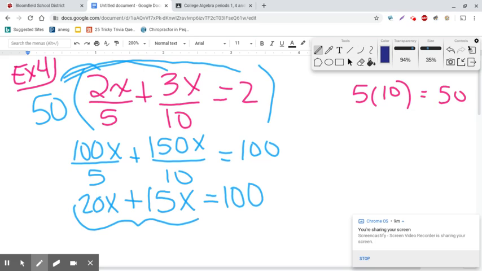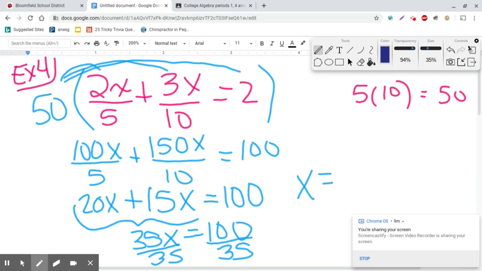Okay? What is 20 plus 15? 35x is going to equal 100. Then we're going to divide by 35. You can't do 100 divided by 35 evenly. It's not going to be pretty, but we can simplify that fraction. 5 does go into both. So if we were to divide both by 5, we would get 100 divided by 5 is 20, and 35 divided by 5 is 7. There is no number that goes into 20 and 7, so this is actually our answer.